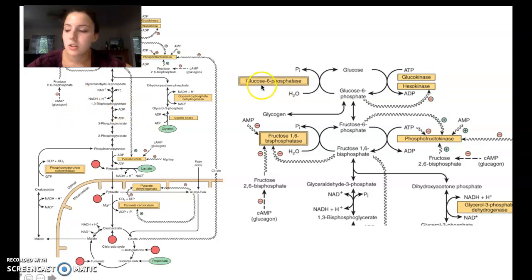So here we see glucose 6-phosphatase is catalyzing the conversion from glucose 6-phosphate to glucose. And then we look down here, and fructose 1,6-bisphosphatase is catalyzing the conversion of fructose 1,6-bisphosphate to fructose 6-phosphate. So these are really the key enzymes that are going to play a role in the production of glucose here.